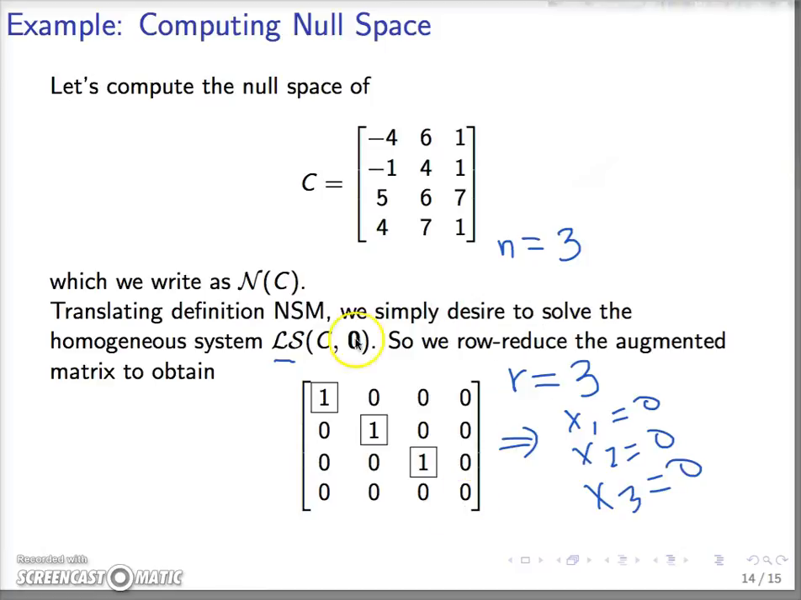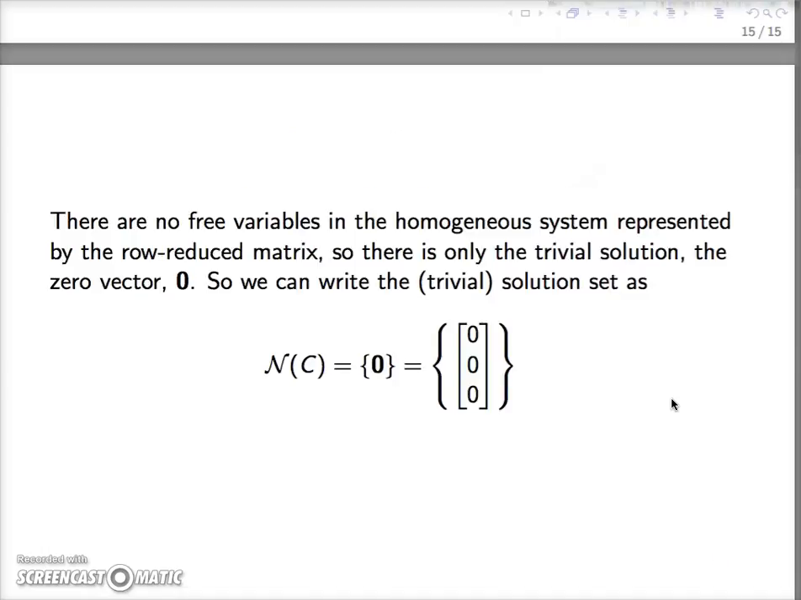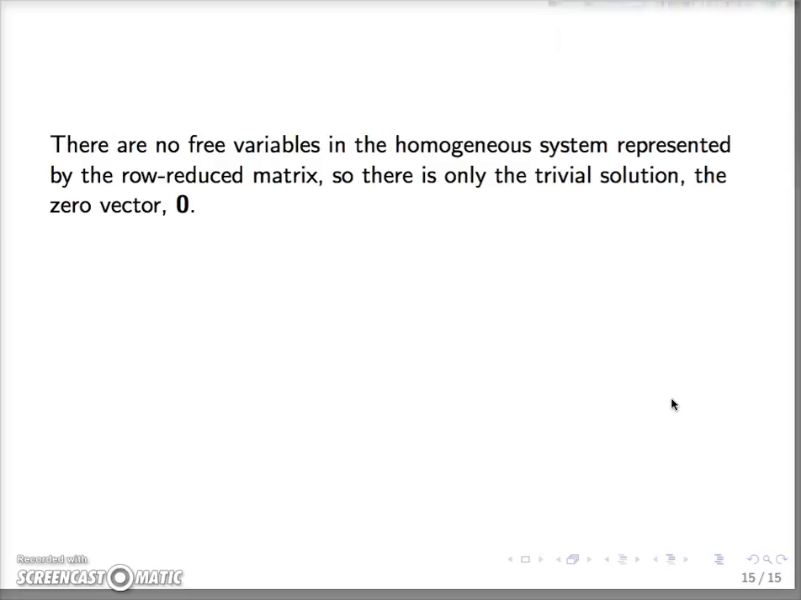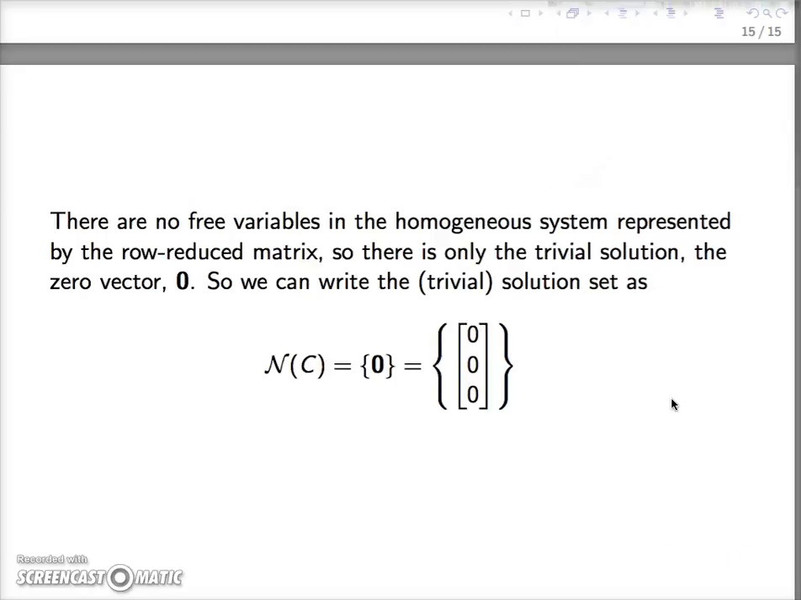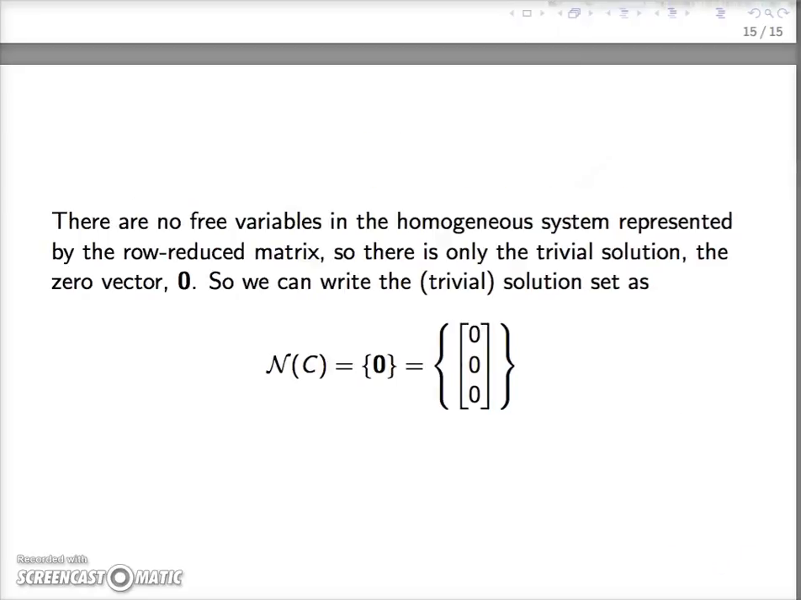So the solution set of this linear system with the 0 vector as the vector of constants contains one element and one element only, which is the trivial solution. Okay, so in this case, we would say that the trivial solution is the only element of the solution set, and in fact, the trivial solution is the only element of the null space.